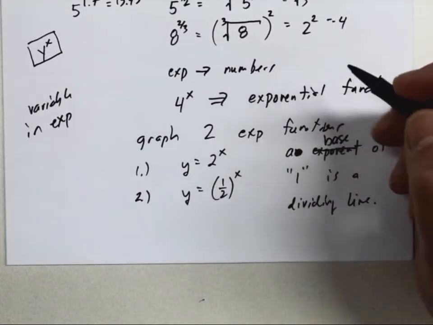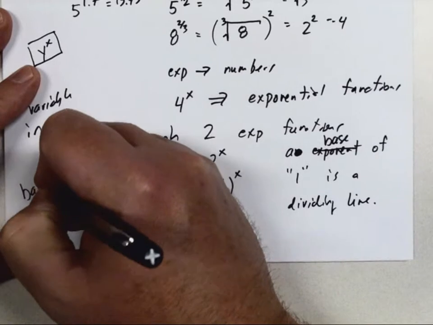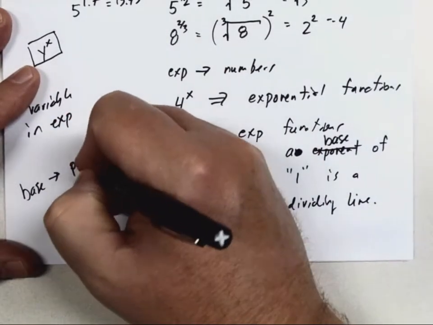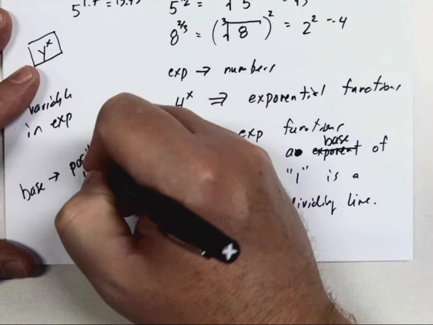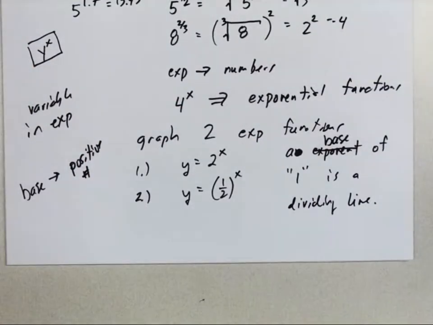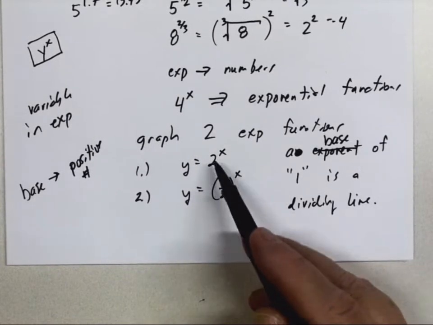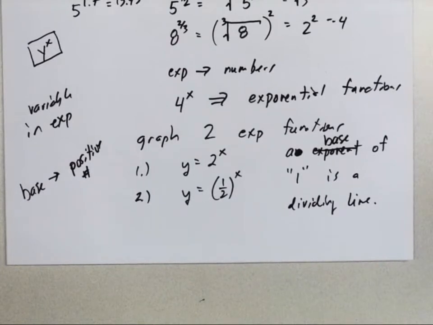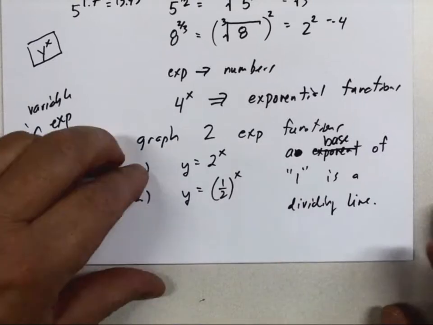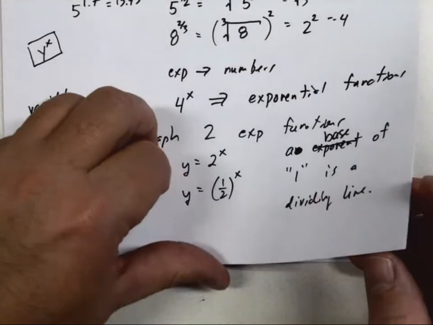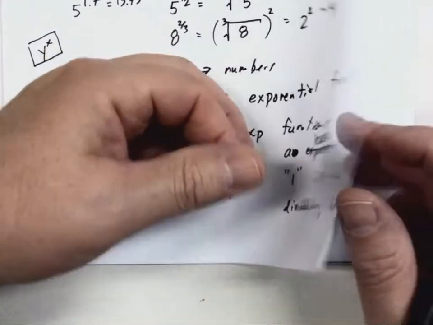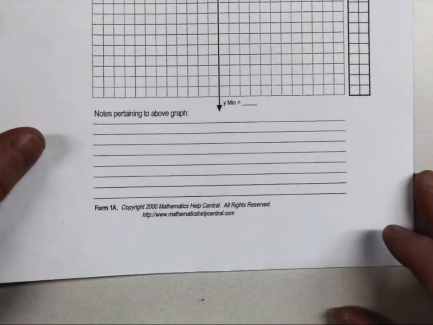Now with exponential functions, we're going to look at when the base is a positive number. The exponent can be positive or negative. You'll see in a few minutes, but we're only going to look at functions where the base is positive. So now I brought in a piece of graph paper. I'm going to quickly figure out some points for each of these graphs and then try and graph them, and then we'll see how they compare.